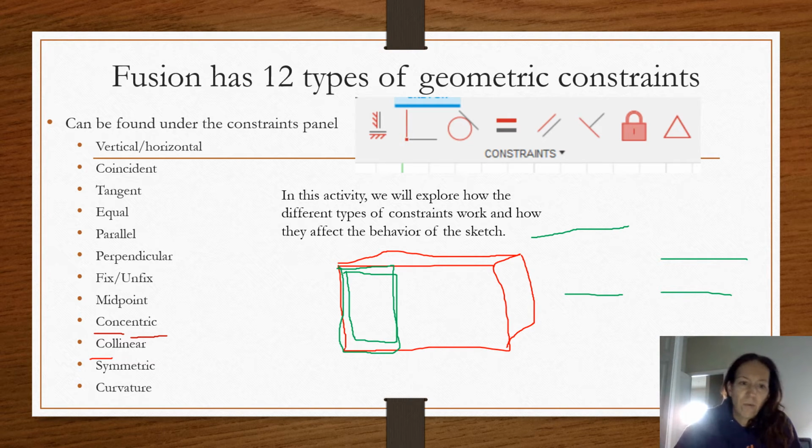Symmetric is kind of what it sounds like. It forces two things to be symmetrical. So in this example here, if I drew another rectangle, I could click the first rectangle and the second rectangle and then force them to be symmetric. Now, in order to use that, you need to have some kind of line to use as a mirror line. So what you would probably do is draw an extra line through the middle and say, okay, I want these two figures to be symmetric over that line.